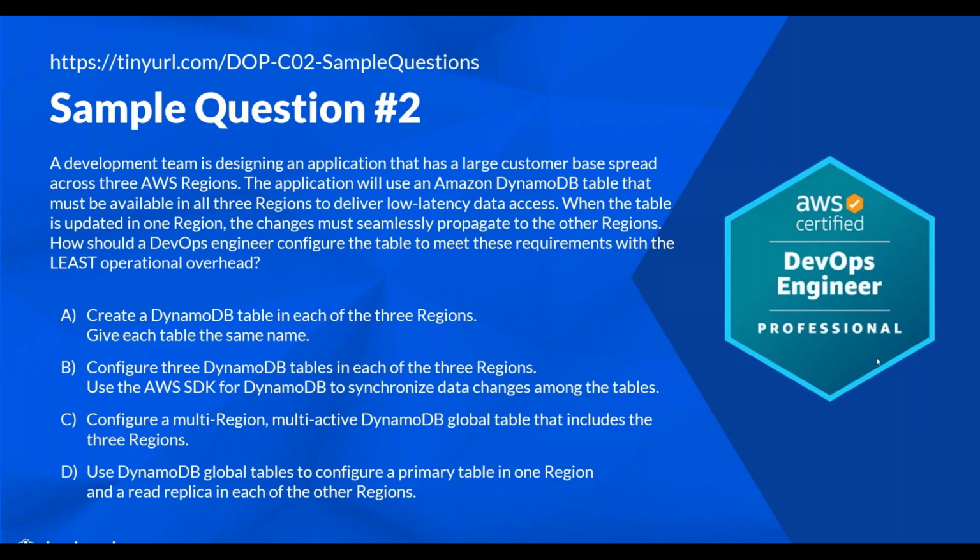Exactly. And then from there, is there this notion of a primary table and read replicas, or is there such a thing as a multi-region, multi-active? And the way that the question is worded, changes seamlessly propagate to the other regions when the table is updated in one region, would lead me to believe that some sort of multi-active scenario would be necessary. So I think between C and D in this one, I would choose C. And that is in fact the correct answer. Absolutely, yeah.